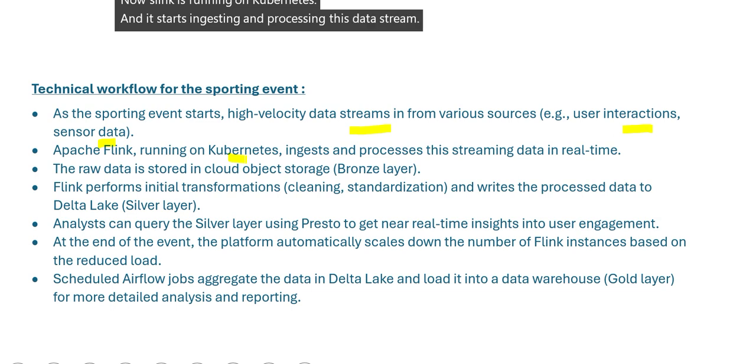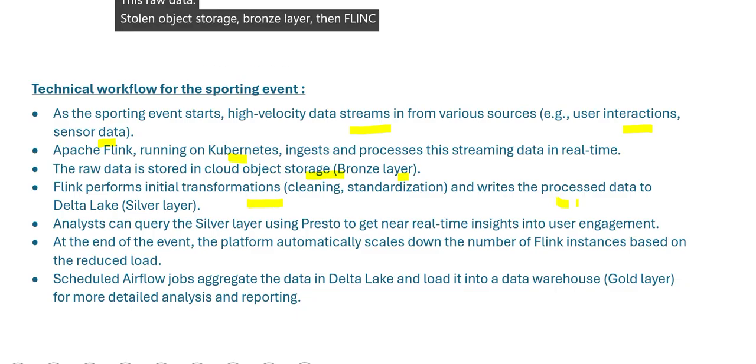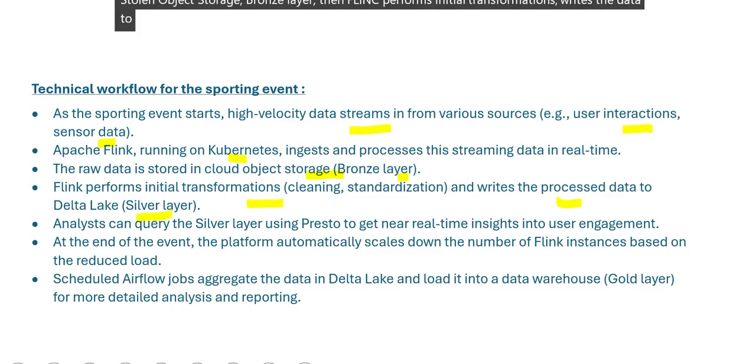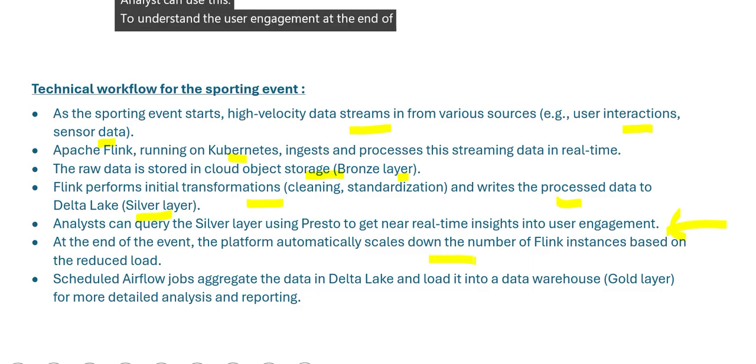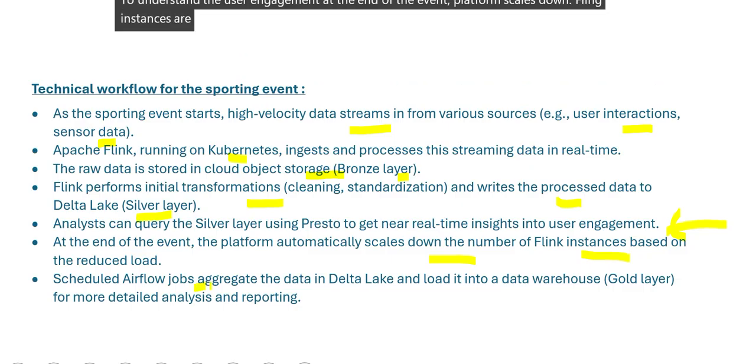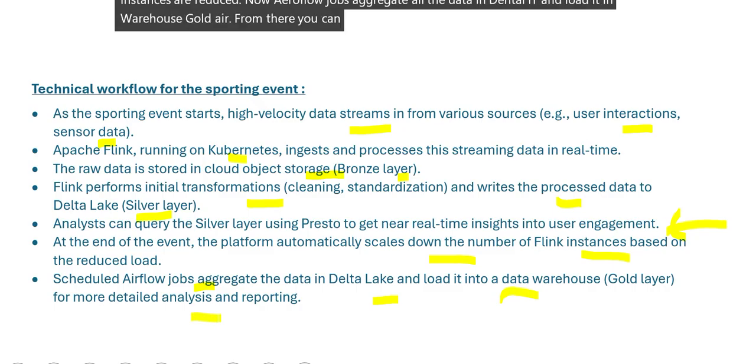This raw data is stored in the object storage bronze layer. Then Flink performs initial transformations, writes the data to Delta Lake. Analysts can use this to understand the user engagement. At the end of the event, the platform scales down, Flink instances are reduced. Now Airflow jobs aggregate all the data in Delta Lake and load it in the warehouse, gold layer. From there, you can do your reporting and analysis. This is the overall workflow.